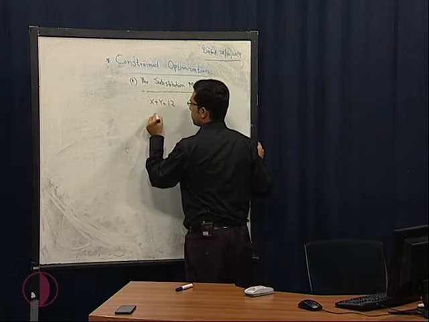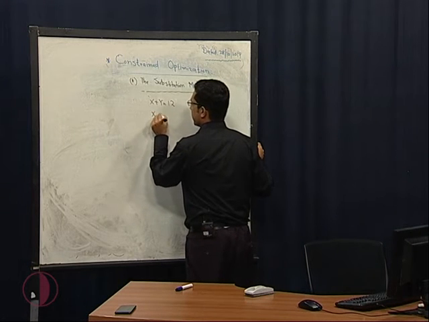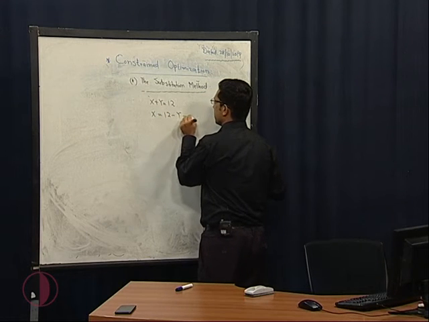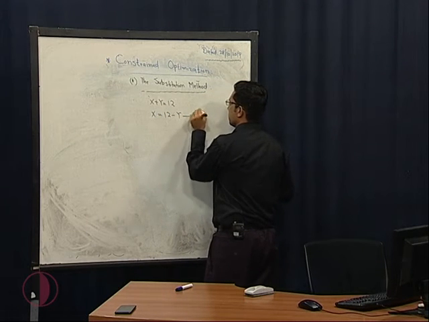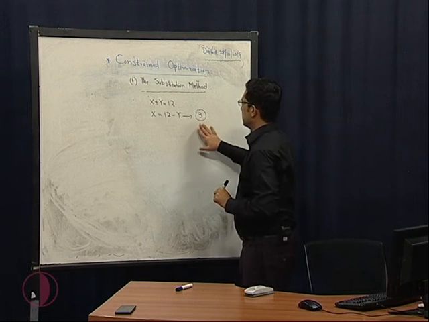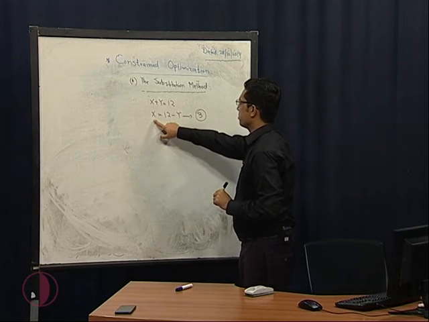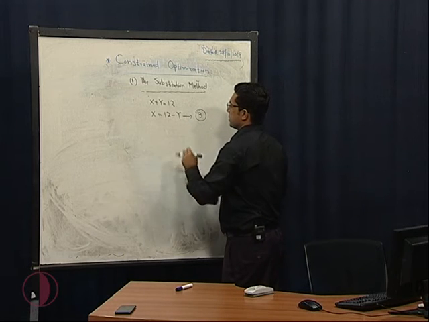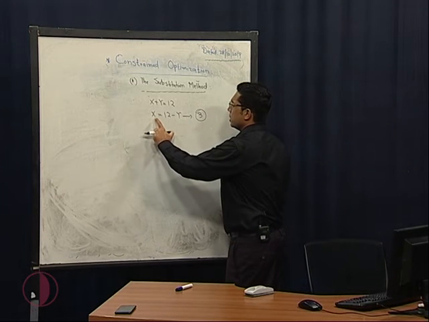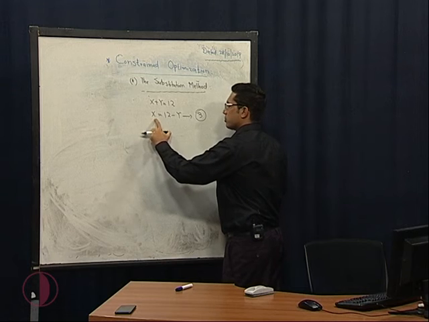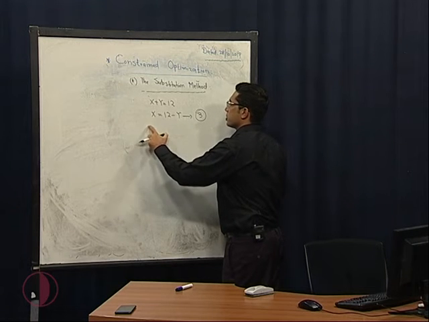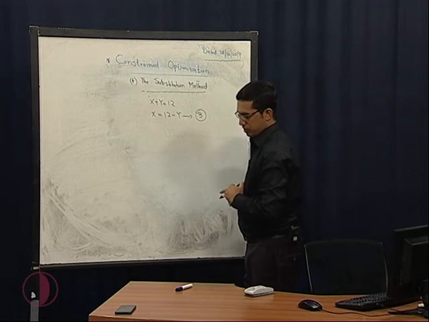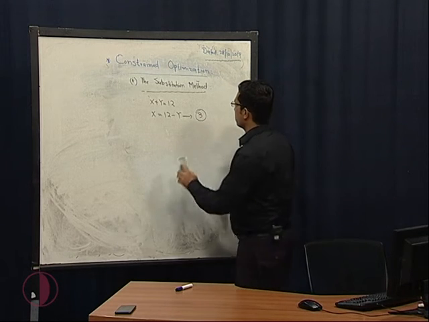Let me solve this equation for x. We can write it as x is equal to 12 minus y. Let me call it equation 3. This is the equation 3 which I have solved for the commodity x, which is one of the decision variables. So, let me substitute this expression of x into the original objective function, which is known as the profit function.